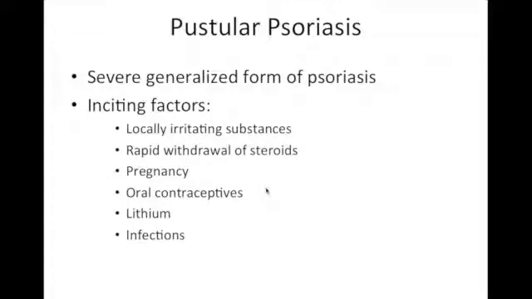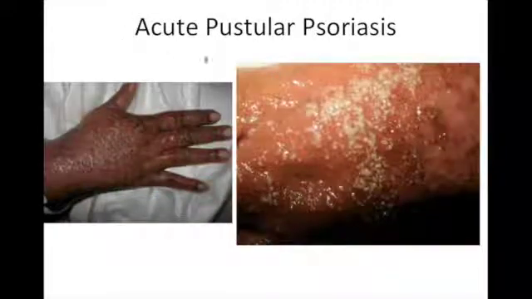Now, severe psoriasis. I'm not going to talk about erythrodermic psoriasis today. I'm going to concentrate on acute pustular psoriasis, but there are others that we're aware of. These are just eliciting factors: irritating substances, pregnancy, rapid withdrawal of steroids, oral contraceptives, lithium, and infections. But acute generalized pustular psoriasis is this kind of sea or lake of pustules that can form larger bulla.